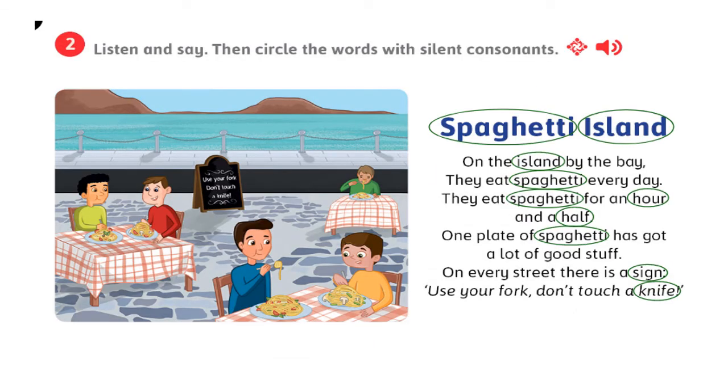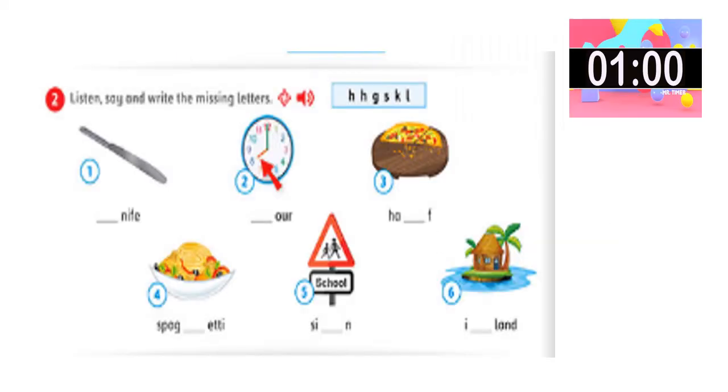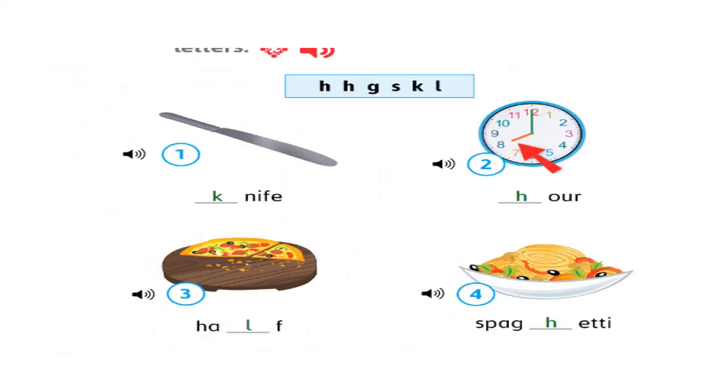Let's check the circled words. The first one, spaghetti, island, on the island too, yes, hour, half, sign, and knife. Let's go to our workbook page 86, activity 2. Listen and say, and write the missing letters. Now, number one, knife. Number two, hour. Number three, half. Number four, socket.